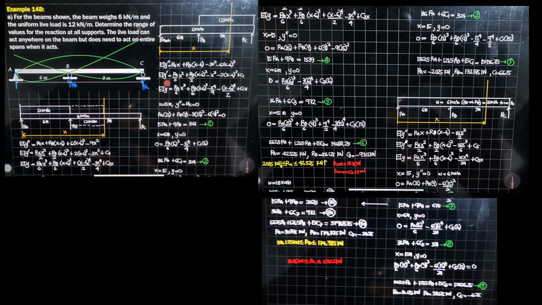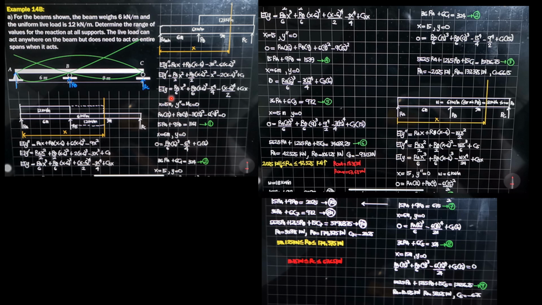Integrating once, EI y prime is RA over 2 x squared plus RB over 2 quantity x minus 6 squared minus x cubed minus 2 times (x minus 6) cubed plus C sub 1. C sub 1 is the slope at the origin, which is at A.